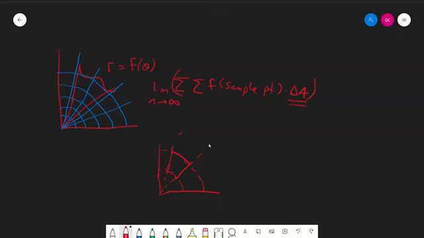And so this distance between the two radii, let's call that distance delta r, right? It's a difference of r values. And this little angle right here, let's call that delta theta. It's a difference of two little angles. So how does the area of this region depend on delta r and delta theta?